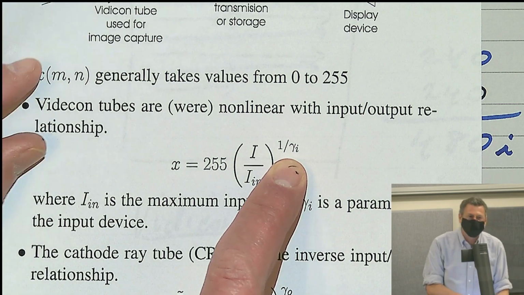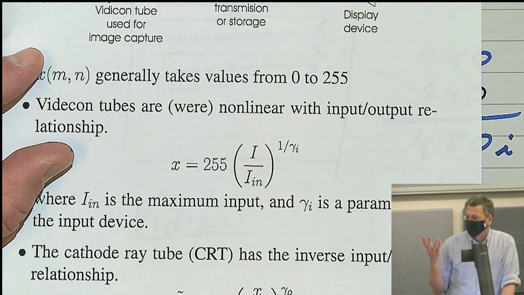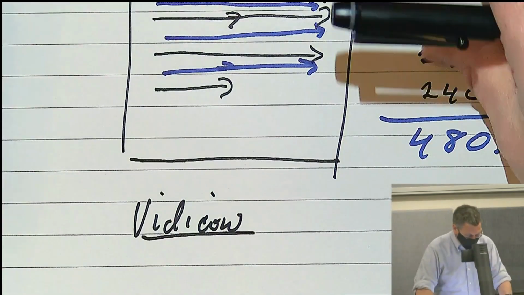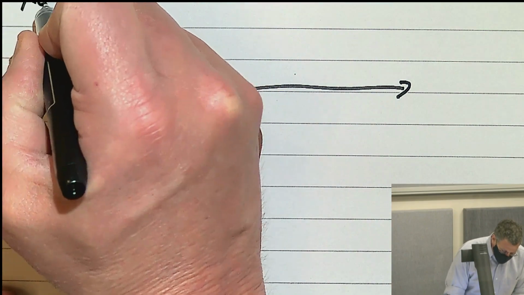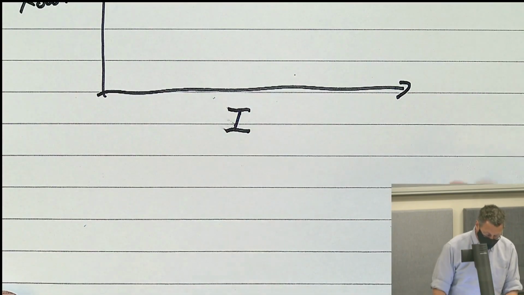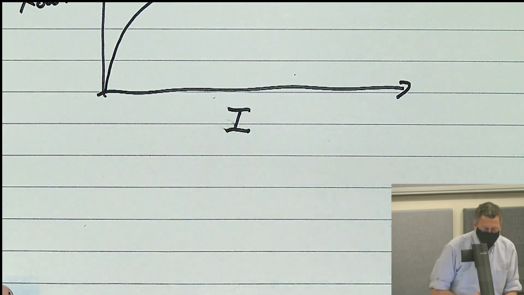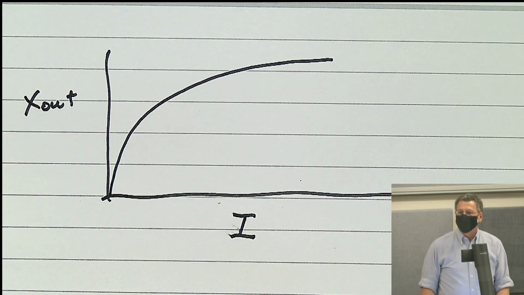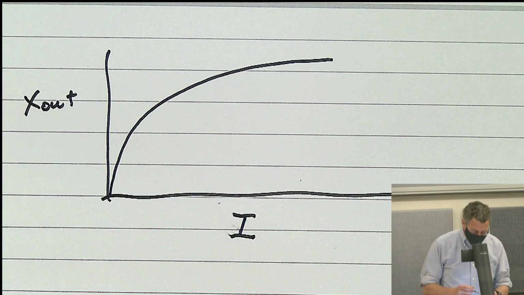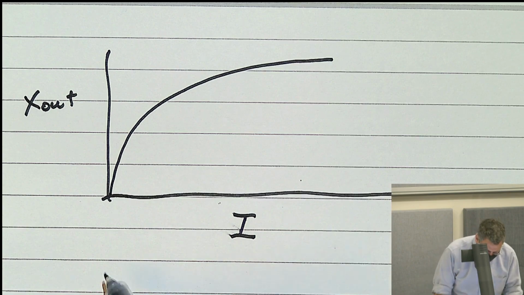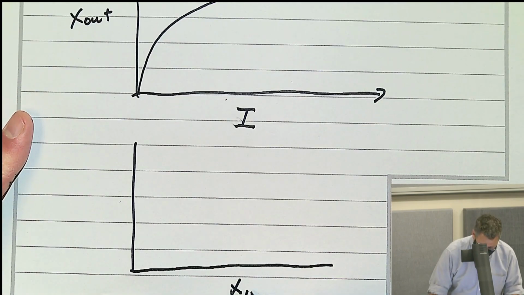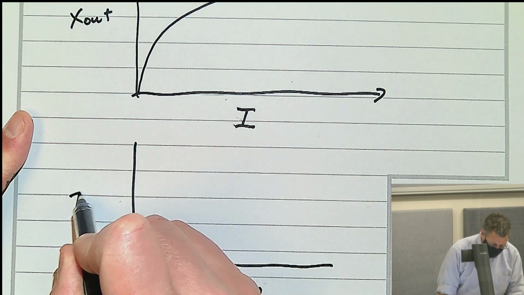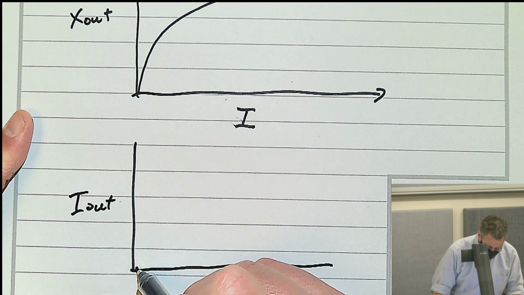I like to think about gamma as being approximately 2 because it's easier for me to think about a square root. So a square root function is going to look like this. You have I in and you have x out, and it's going to look like this, because that's what a square root looks like. It's like a square function tipped on its side. And then at the output, you have to reverse that. So you have x in, which should be the same as x out, and then you'll have I out. And that will be the reverse. It'll be like this.